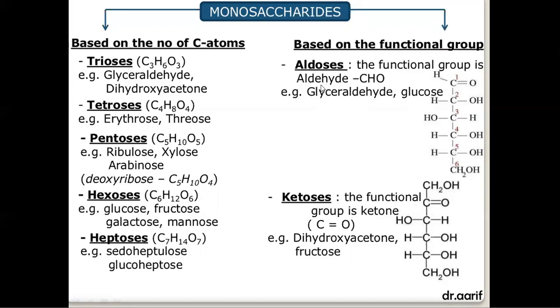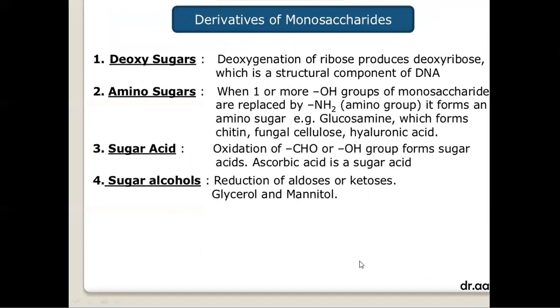Example for aldose sugar is glyceraldehyde and glucose. Example for keto sugar is dihydroxyacetone and fructose. Derivatives of monosaccharides: these monosaccharides or simple sugars can be derivatized because they have hydroxy groups and functional groups like the aldehyde group and keto group. A change in these functional groups may lead to the formation of derivatives.